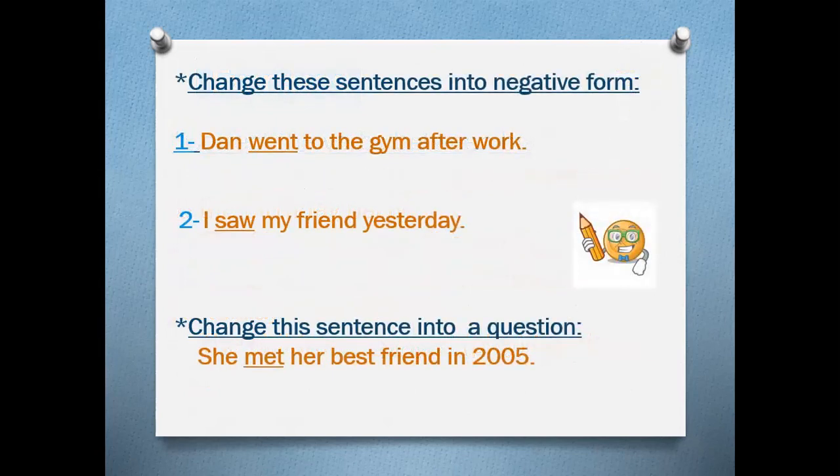Change these sentences into the negative form. Dan went to the gym after work. So here we have to divide first of all the sentence. So Dan is the subject, went is the verb. It is verb to, from go, went, gone. To the gym after work is the complement. So how do we make negative? When we see verb to or simple past verbs, by using didn't and the infinitive form of the verb.